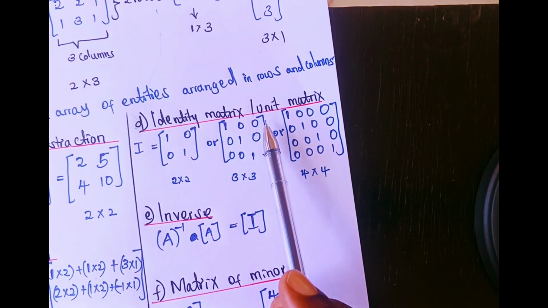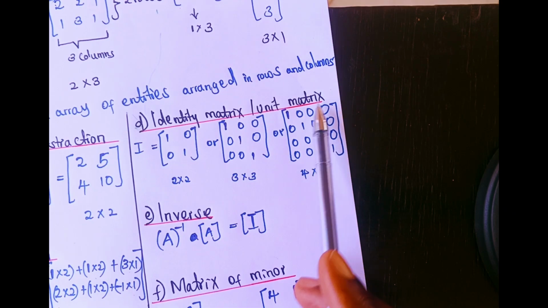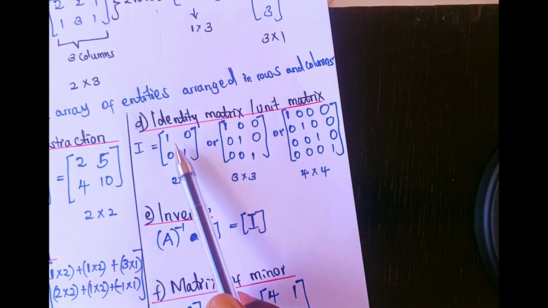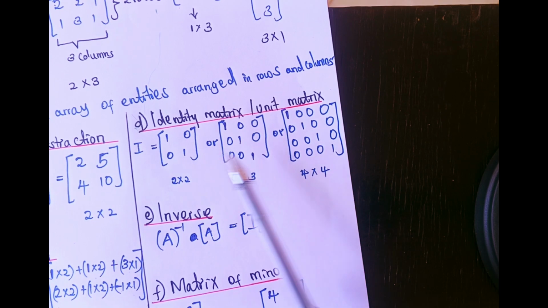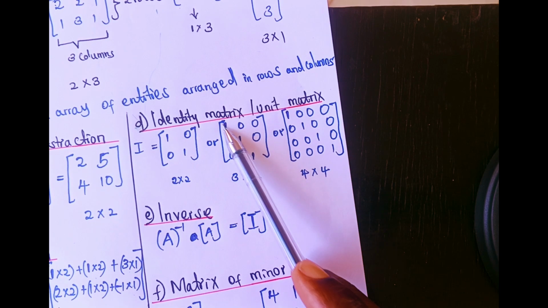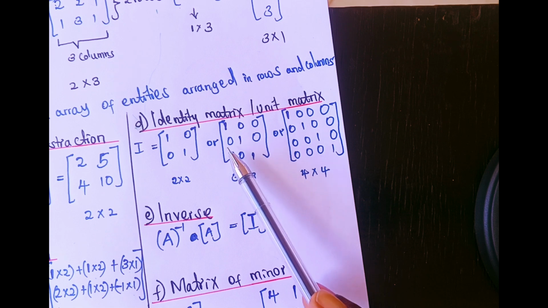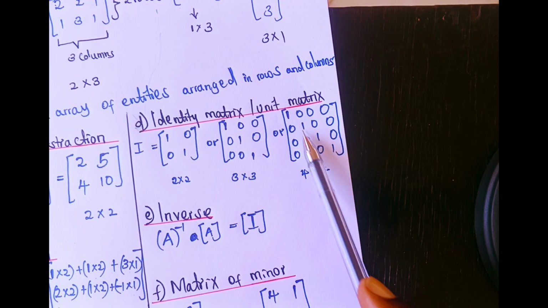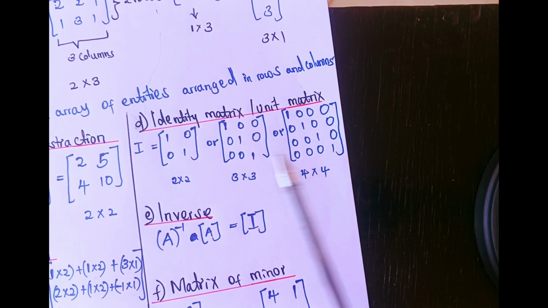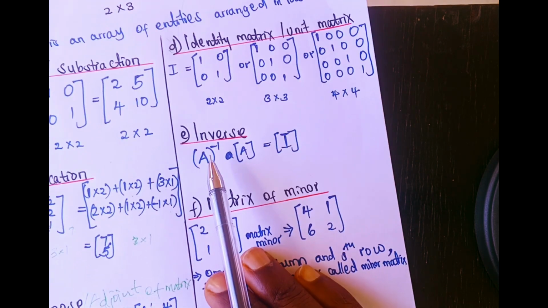For the identity or unit matrix, only the major diagonal will be 1 and the other entities will be 0. For example, for a 2 by 2 matrix, the major diagonal will be 1, 1 and the other entities will be 0, 0. For a 3 by 3 matrix, the major diagonal will be 1, 1, 1 and the other entities will be 0. Also for a 4 by 4 matrix, the major diagonal will be 1 and the other entities will be 0.